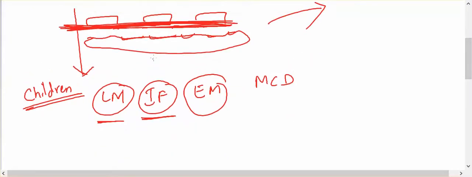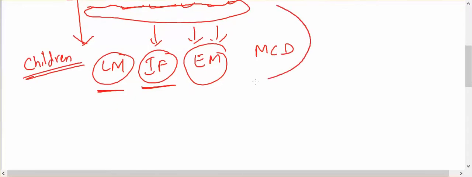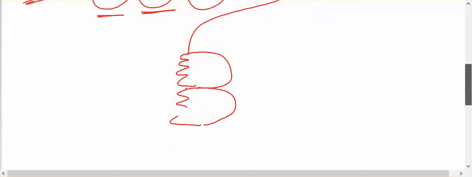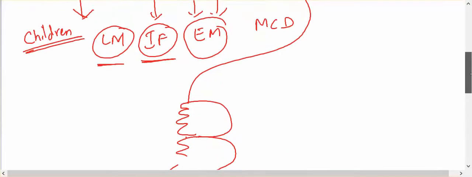Now the filtration is happening, right? We have Bowman's capsule, then it becomes a tubule. This is all tubular epithelial cells. Tubular epithelial cells have a brush border, especially the proximal convoluted tubule epithelial cells. So when massive proteinuria happens for a longer duration, the liver secretes lipoprotein that also gets excreted in the urine. Now we get lipid.